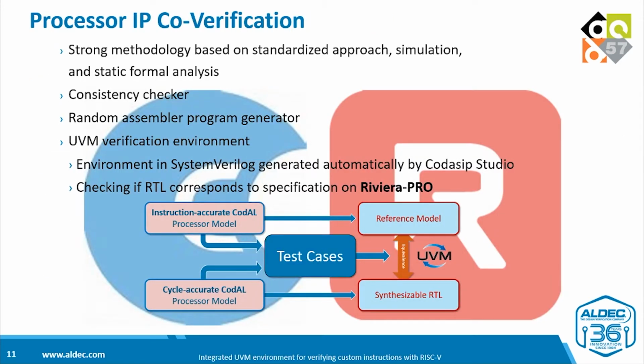So this is where processor IP co-verification comes in. Codasip has a strong methodology with a standard approach involving both simulation and static formal analysis. So we use a consistency checker, random assembler program generator, and we automatically generate a UVM environment. This environment is in SystemVerilog, and you can use Riviera-PRO to check that the synthesizable RTL matches the golden reference model.